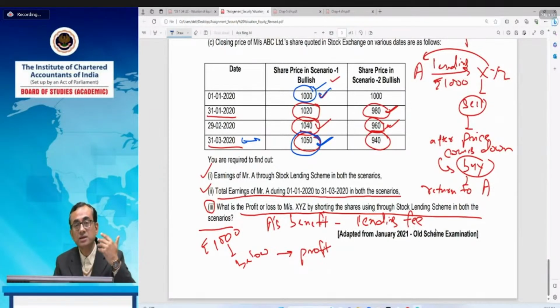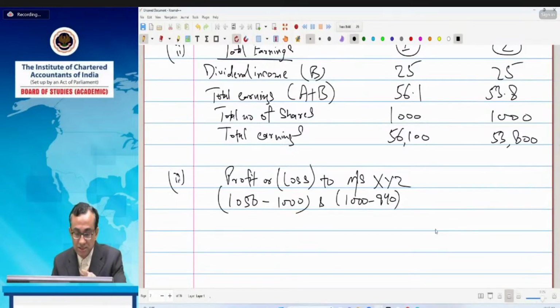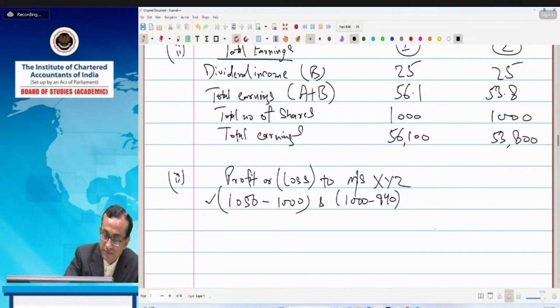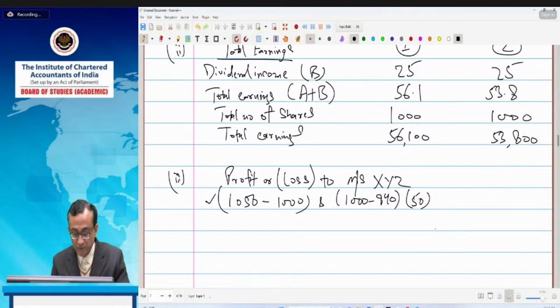The prices have increased from 1000 to 1050. So there is a 50 rupees loss to XYZ, which has taken the shares on loan. That is why this figure is 1050 minus 1000. This is in scenario 1. So in scenario 1, it will be a 50 loss.